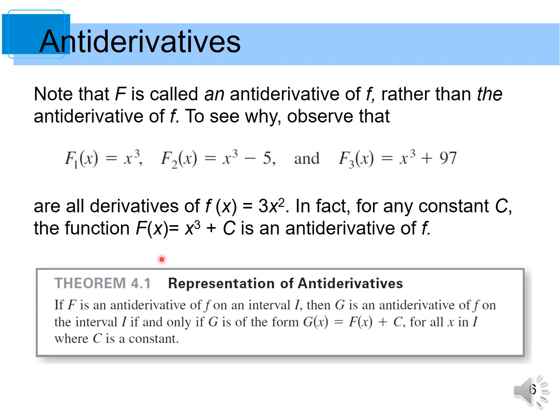The theorem of representation of antiderivatives. If F is an antiderivative of f on an interval I, then G is an antiderivative of f on the interval I if and only if G is of the form Gx equal to Fx plus c for all x in I, where c is a constant.